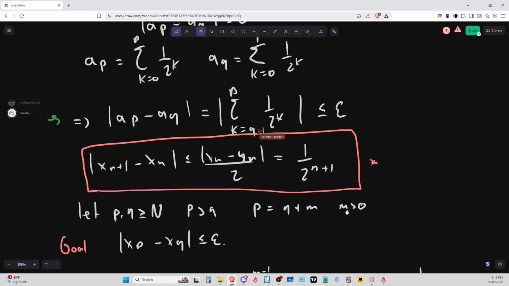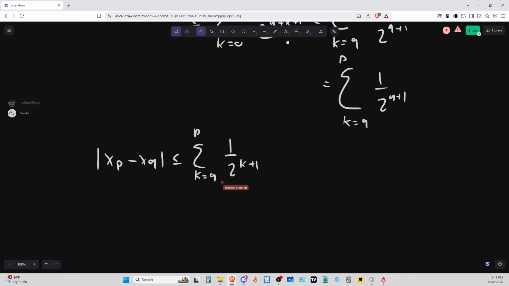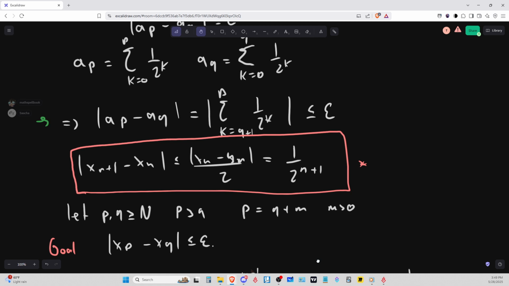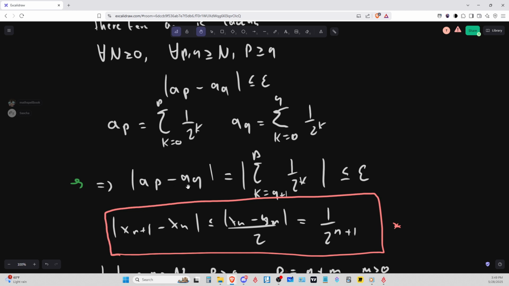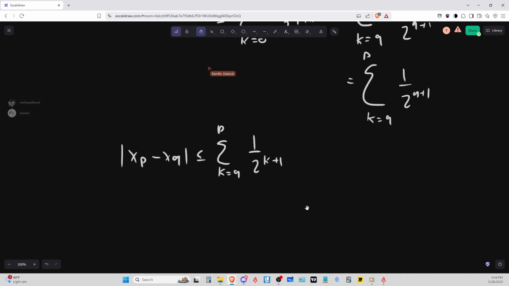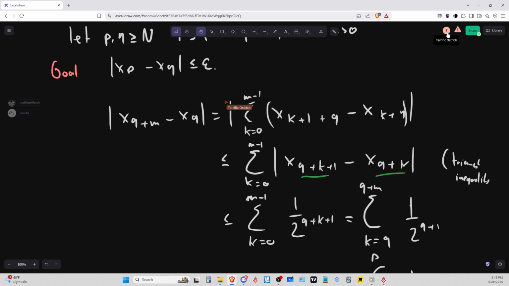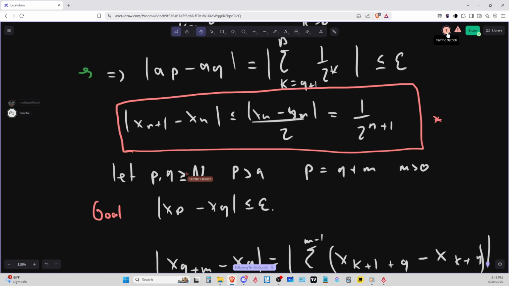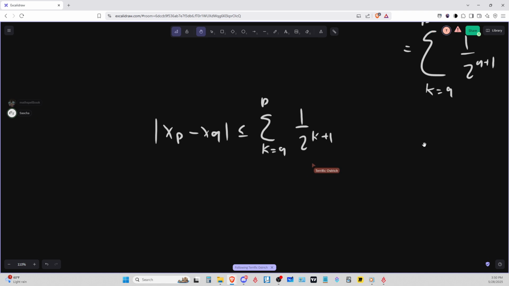Okay, I can either have this sequence starting at q plus 1, but then I will have the wrong bound. I mean, we're very close at this point. I might have to choose p and q to be bigger than n plus 1 instead to have the right matching indices. It doesn't really change much.